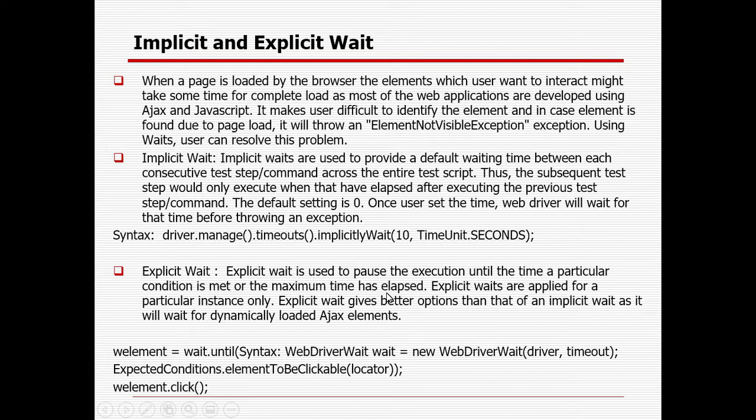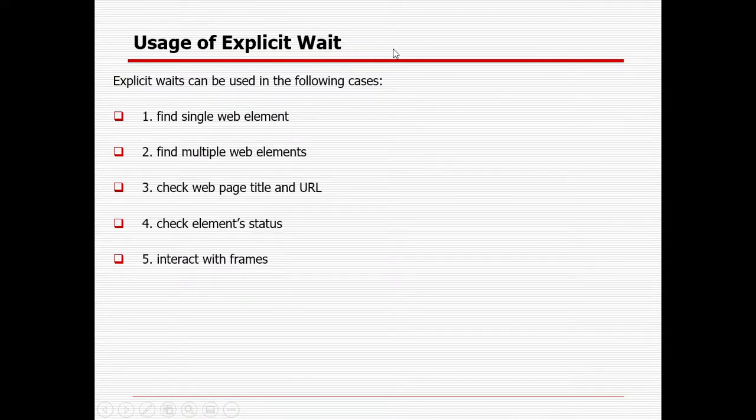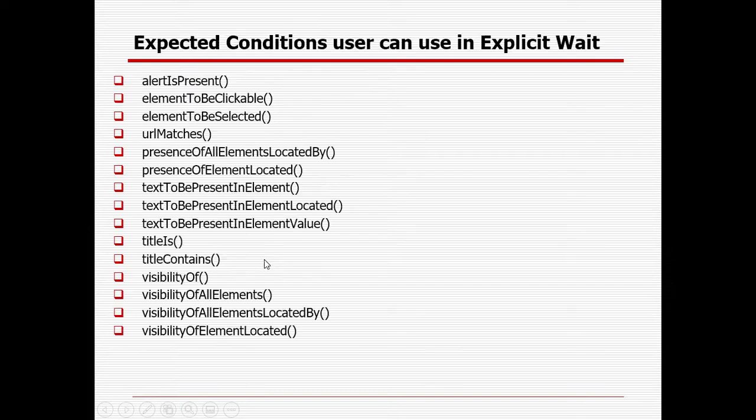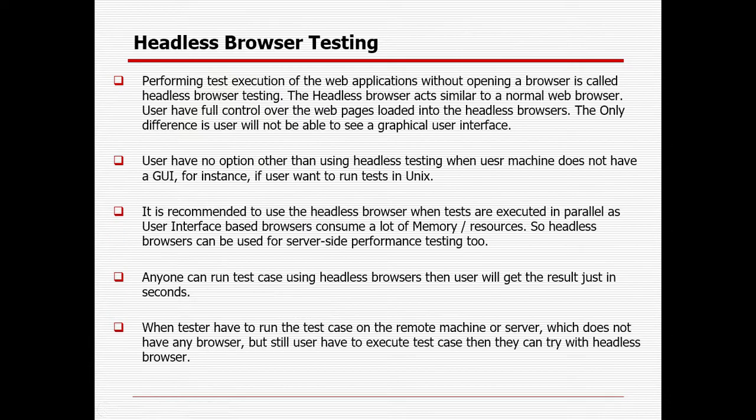I will be elaborating on it. There are a lot of usages of the explicit wait: to find single elements, to find multiple elements, to check the web page title or the URL, to check element status whether it's visible, enabled or disabled, and to interact with the frame also, right? Expected conditions a user can use in explicit wait include whether an alert is present, element to be clickable, element to be selected, URL matches, presence of all elements located by, title contains, visibility, all this stuff. I have tried to list it. So these are the different conditions we can give.